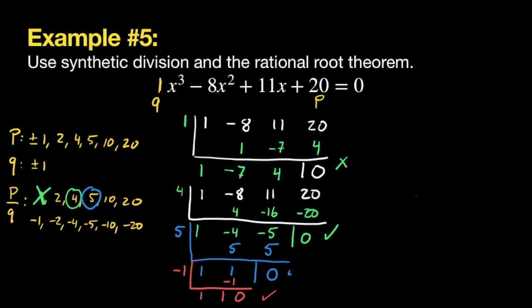So we got 3 numbers that work, and we were looking for 3 solutions. We know that it has 3 solutions based on the degree. So we're going to write it as x equals 4, 5, and negative 1. Those are our answers.